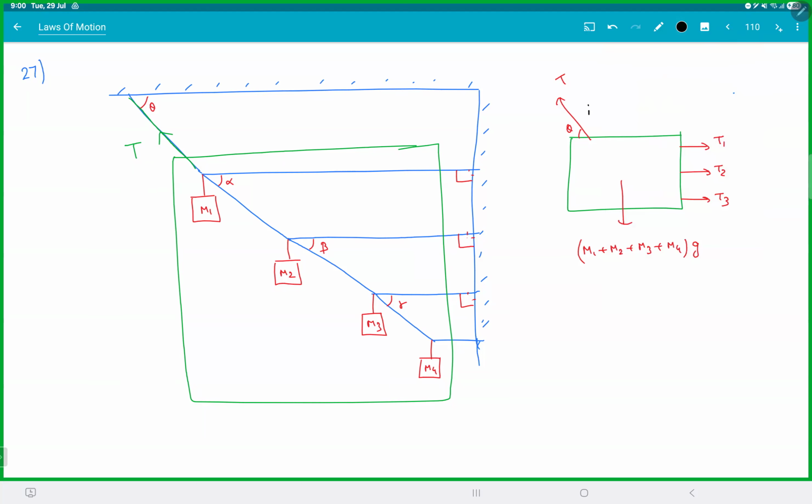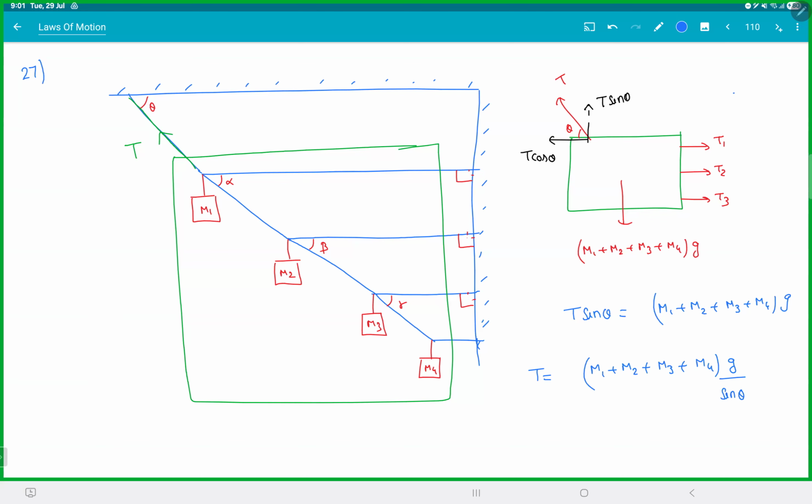And if you look at the components here, this will be T sine theta, and this will be T cos theta. There is only one force which is balancing the weight, that is your T sine theta, which is M1, M2, M3, M4, G. Therefore, tension will be... Done. Is that making sense?